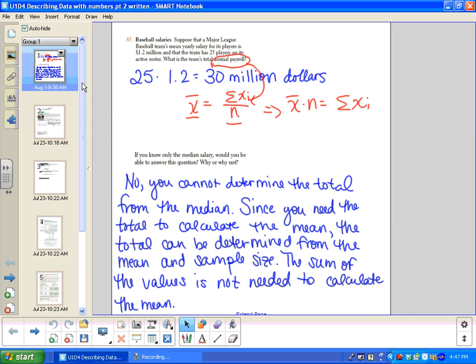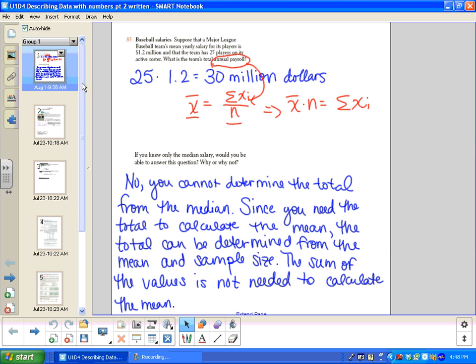If you can read from the question, take the mean and the sample size, and get the total amount, and also use that context. You have to understand what total annual payroll is, and you have to fit that context into the math equation that you're given for mean. Here they tell us that the mean yearly salary for its players is 1.2 million, and the team has 25 players on it.